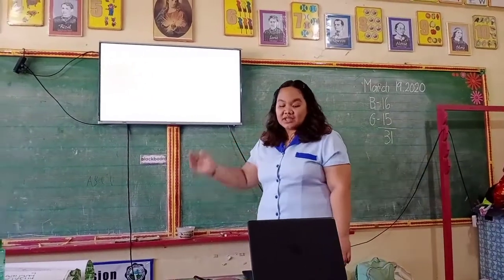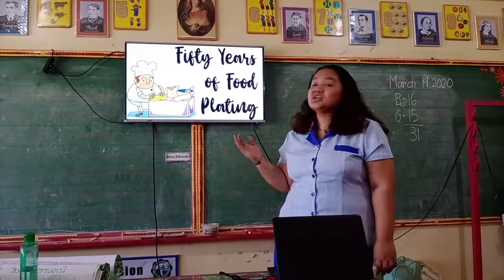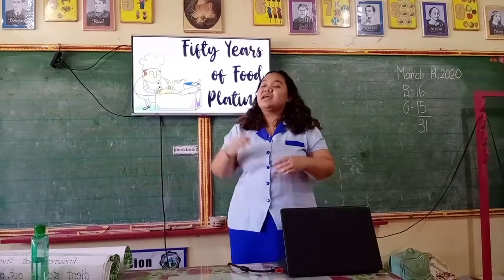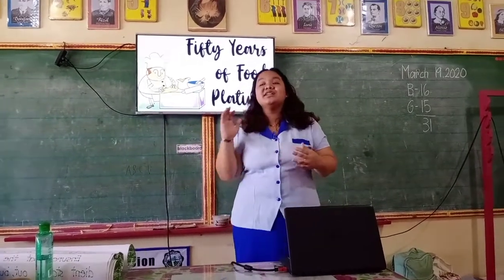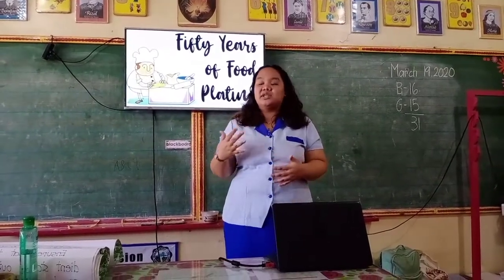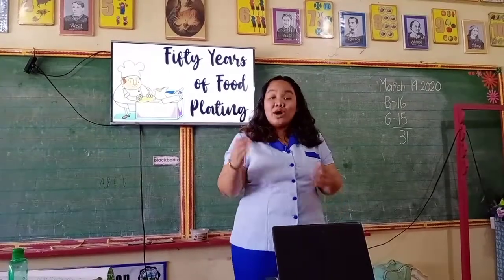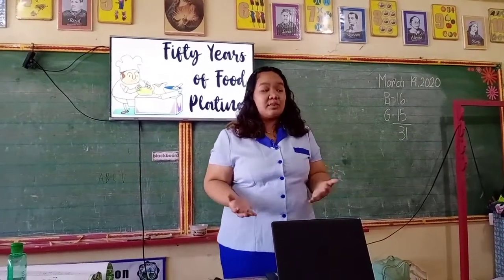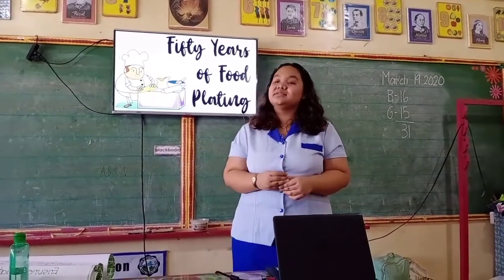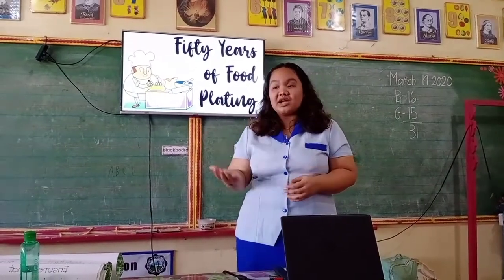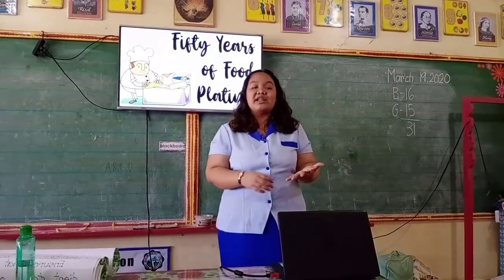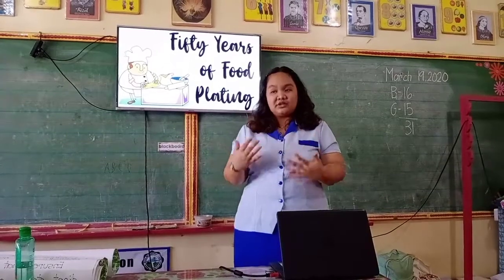So, as you can see, the video is all about the 50 years of food plating. Can anyone please tell me what you have observed on the video? There are different kinds of food plating as years go by, from 1960 up to 2015 and until the present. What are the different kinds of platings that you have observed on the video? We have the rustic plating. We have the molecular plating. We have the Instagram friendly. Instagram friendly is the very recent kind of plating that we have for today.